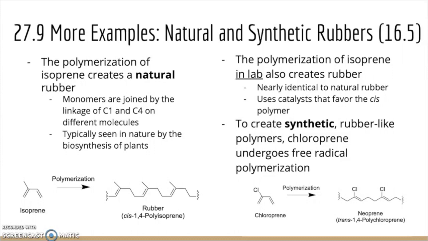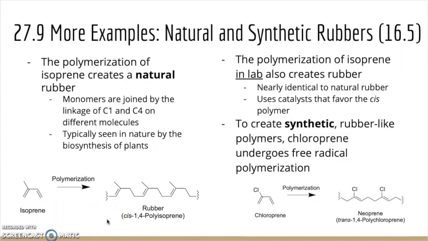Hey guys, so for my section I had more examples of polymers, specifically natural and synthetic rubbers, which was chapter 16, section 5, but basically just gave a little bit of real-world examples on how polymer reactions occur in real life. So it started with showing that rubbers can be created naturally, typically through the biosynthesis of plants, when you have an isoprene that polymerizes to a cis-1,4 polyisoprene, which is just a rubber.